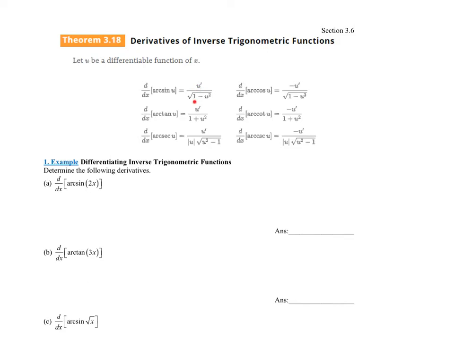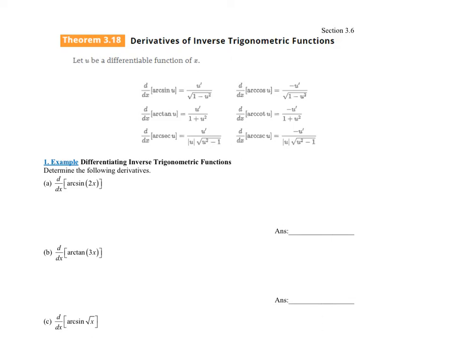So it's u prime over the square root of 1 minus u squared, u prime over the square root of 1 minus u squared. The only difference is it's negative for the co-functions. Arctangent is u prime over 1 plus u squared. Arc cotangent is negative u prime over 1 plus u squared. The ones that mess you up a little bit are secant and cosecant, where you need this absolute value of u on the bottom. So be careful with that, and it's the square root of u squared minus 1.